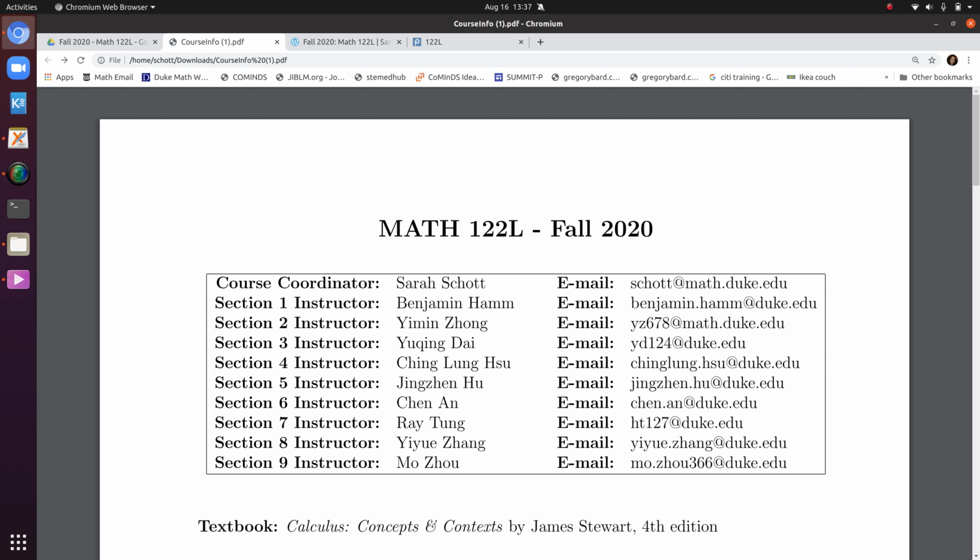There is no expectation whatsoever that you have ever seen Calc 2 before. You might find that some of your peers have, but that is not expected. So this is expected to be brand new information.